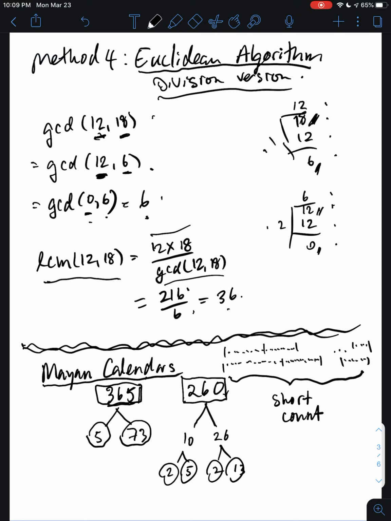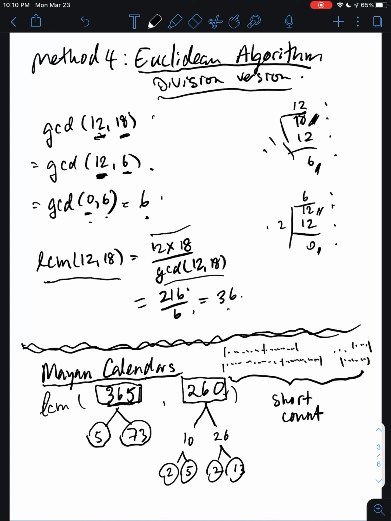One speculation is that it has to do with transit of the sun between the tropics. It's an astronomical observation, and there are other theories. Anyway, we do know that the calendar is exactly 260 days long. And so what I want to do is to find the LCM of these two numbers.